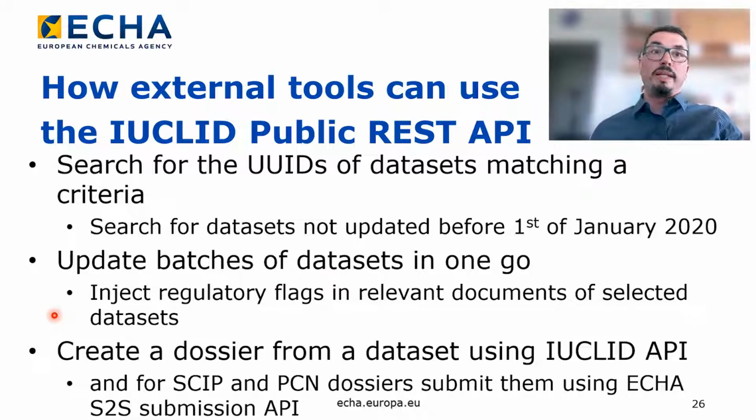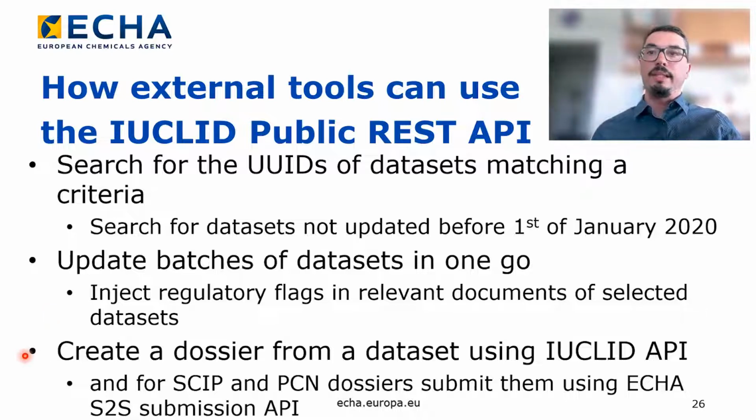A way to further process this would be to update a batch of datasets, most likely identified by the UIDs of these datasets, and modify them in one go. One example is that the external tool could inject regulatory flags in relevant documents of the selected datasets. Maybe the selected datasets are the UIDs of the datasets that match the criteria before.